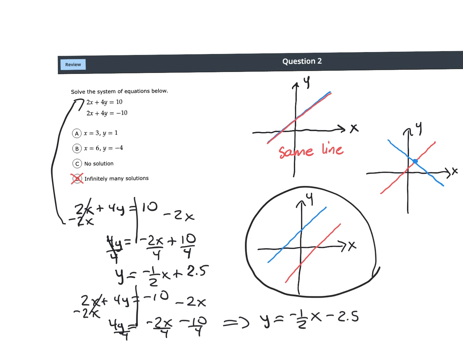They are parallel lines. They have the same slope, negative 1/2, and they have different y-intercepts, that positive 2.5 and negative 2.5. So they will never intersect. So there is no solution.